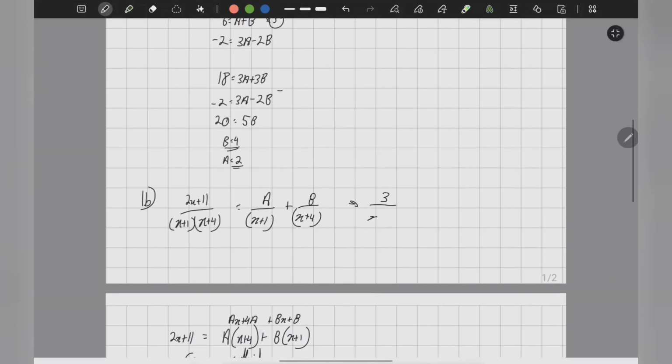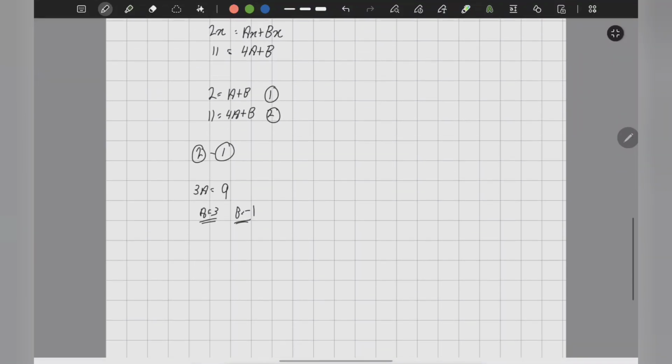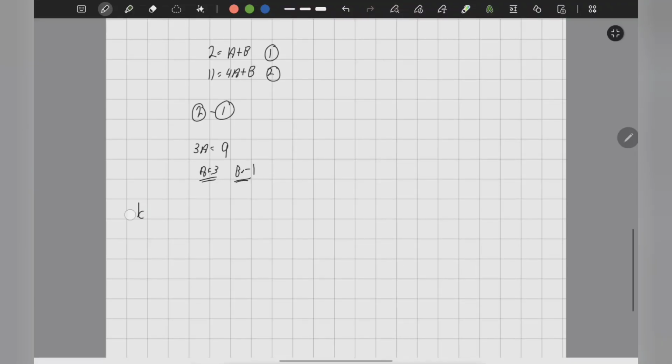So if we write it like this, and then multiply out, we see if we get the same numerator. So we get 3x plus 12 minus x minus 1, which will give us 2x plus 11, which is the same as our numerator here. Okay, let's go on to the next question.